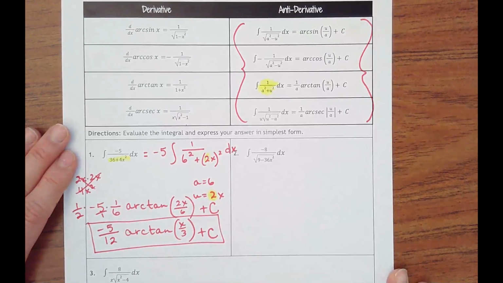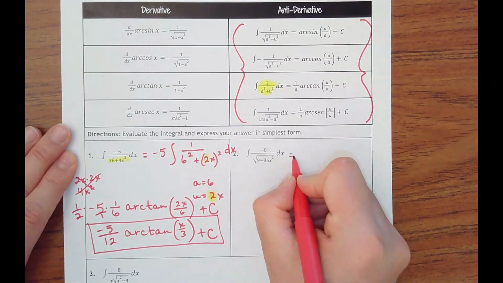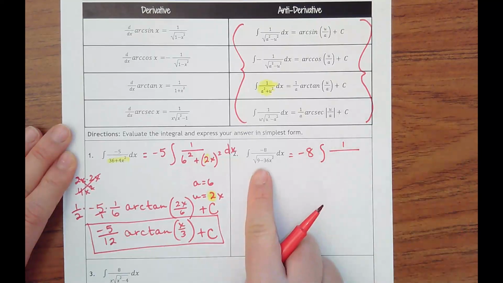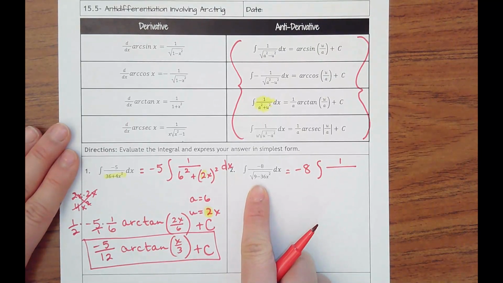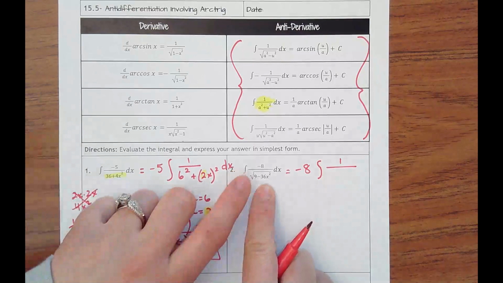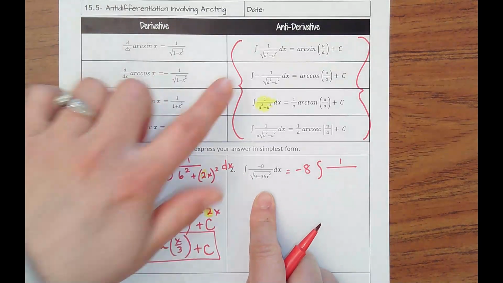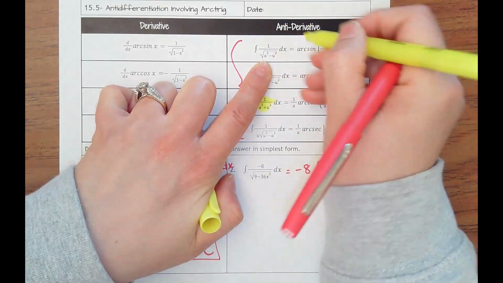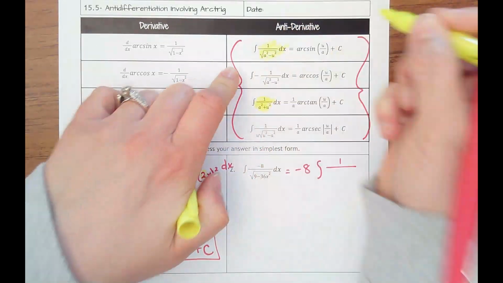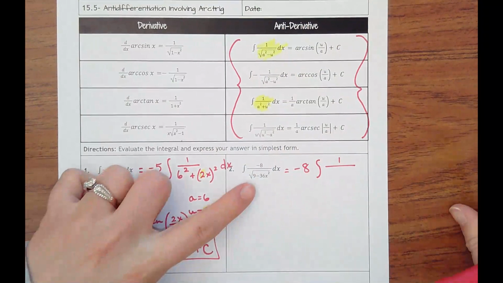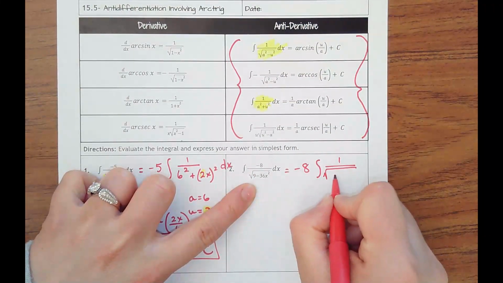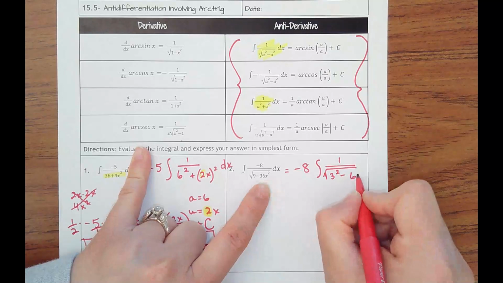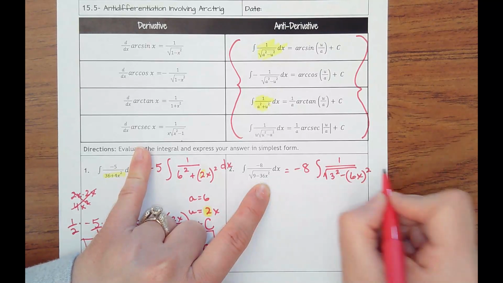Let's try number 2. Again, I don't want the negative 8 here, so I'm going to factor that out. So my integral has a 1 on top. Start looking for a template here, seeing where there's a square root of something minus something. I'm seeing that for arc sine. So I want to rewrite this so that it's not 9, but it's 3 squared. And instead of 36x squared, that should be 6x quantity squared.